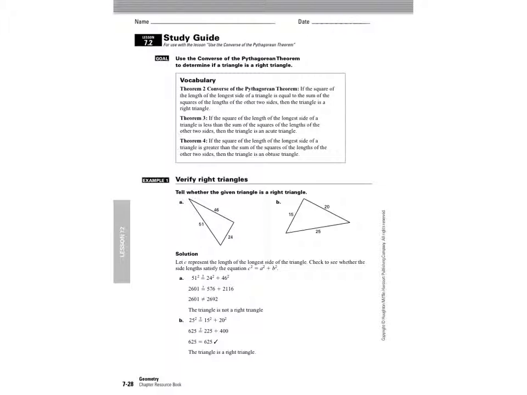Then from 7.2, you're using the converse. So in this lesson, you are going to decide if the triangle is acute, obtuse, or right. If you look at example 2 here, if the two numbers, when you square them, the a and the b, equal c squared, it's a right triangle. If c squared was greater than a squared plus b squared, then it's obtuse. If c squared's smaller, then it's an acute triangle.